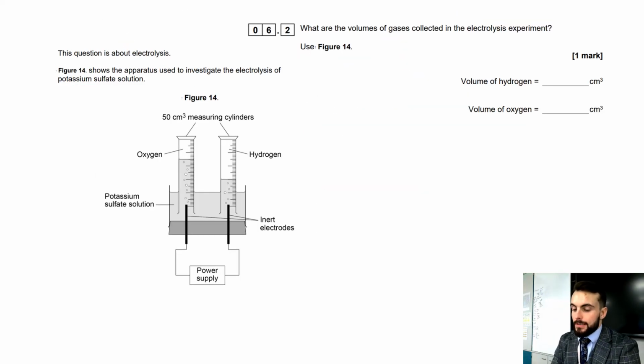This next question is still about the same electrolysis setup, so you're still using the same diagram. It says Figure 2, in bold writing, so we need to be using Figure 2 to help us with this question in particular. It shows you the setup, and the measuring cylinders upside down, one with oxygen appearing in it as a gas and one with hydrogen. And it says, what are the volumes of gases collected in the electrolysis experiment?